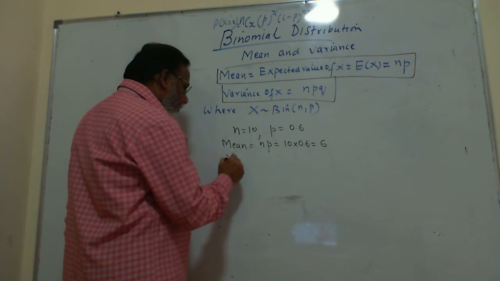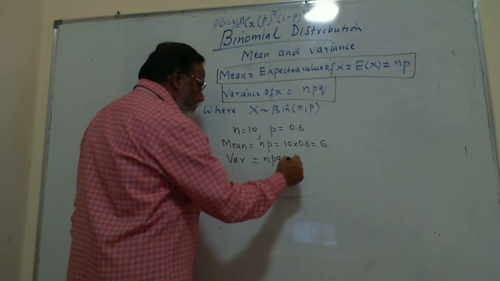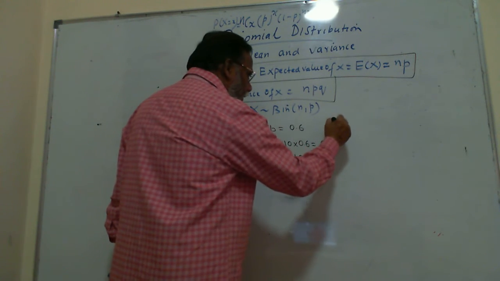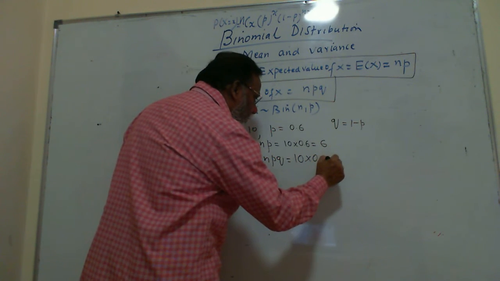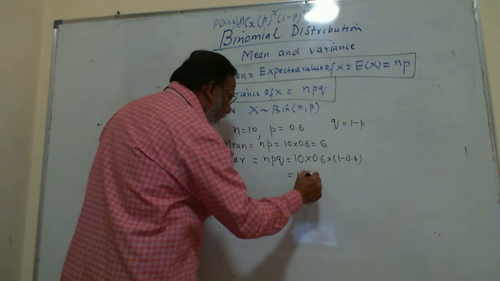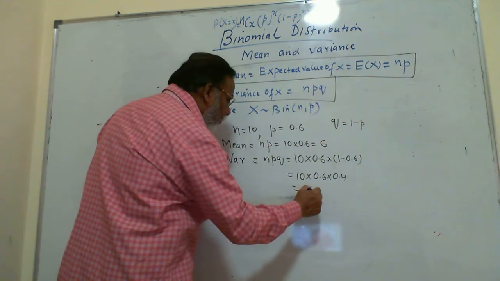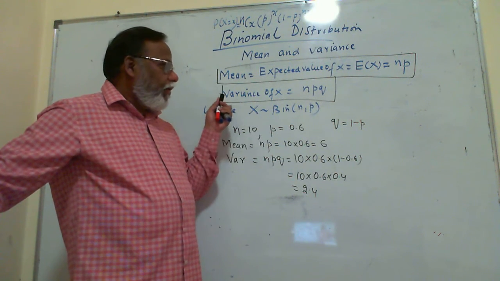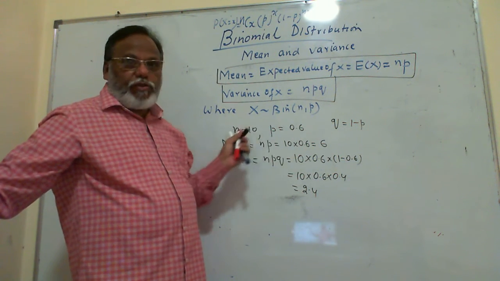Now how to find the variance? Variance will be npq, which means 10 into 0.6, and q is what? You already remember q is 1 minus p, so q here is 1 minus 0.6. So you get 10 times 0.6 times 0.4, which will give you 2.4. In all the problems of the binomial distribution where I am asked to find the mean and the variance, we will simply use this formula.